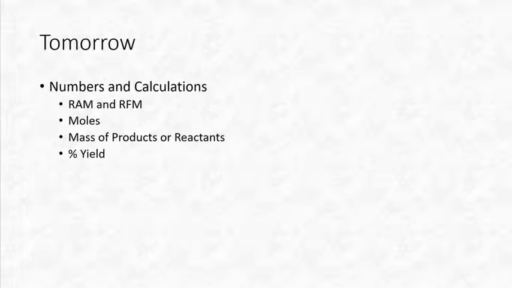Tomorrow we're going to look at numbers and calculations. We're going to look at relative atomic mass and relative formula mass, or if you're studying Scottish Nationals, you'll know that as gram formula mass. We're going to talk about moles, how to work out the mass of products or reactants, and percentage yield.